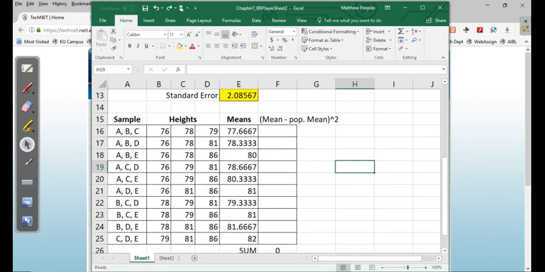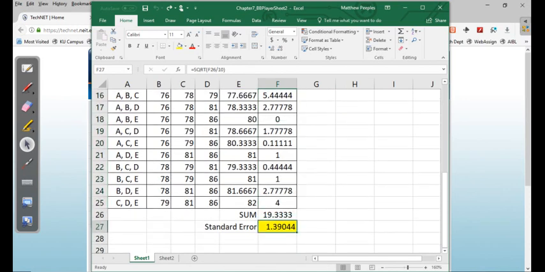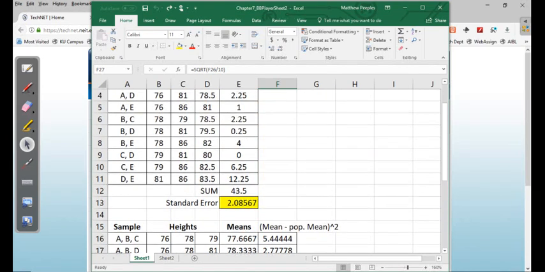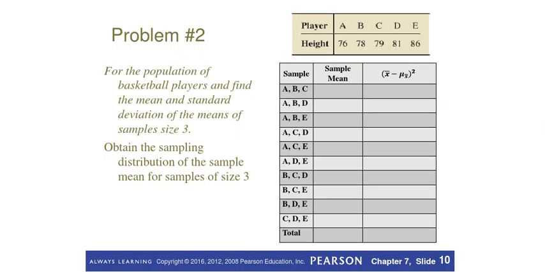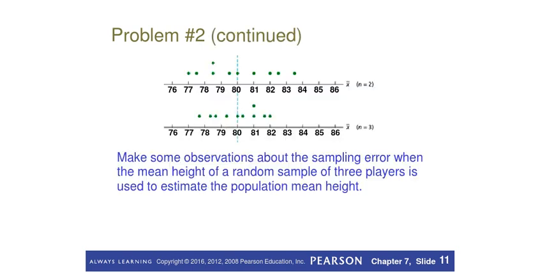So I took the difference between that mean and the population mean of 80, and I squared the value, and then I found my standard deviation. And here it is, my standard error is now 1.39. Notice that before it was 2.08 or 2.09, now it's 1.39. It's a little bit closer. That's sort of interesting. So what does that mean to us? Well, if we're going to get our sampling error right here, we can make some observations and compare it to what happened with 2. Remember that when we had a sample of size 2, these samples were kind of spread out. We had 2 observations within a standard deviation. Now, let's take a look right here.